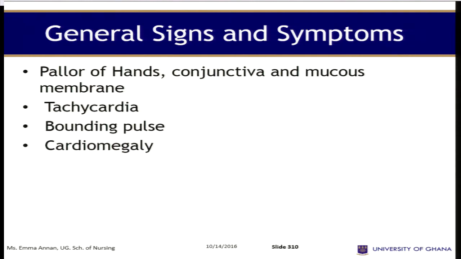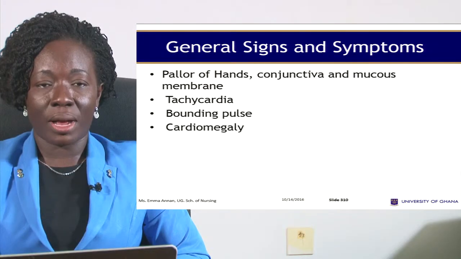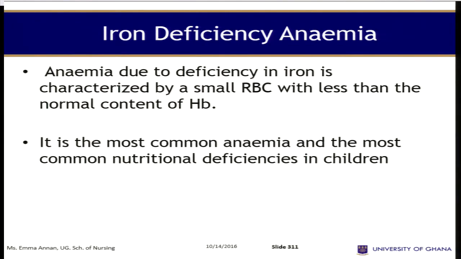So we'll look at different types of anemia. The first one we want to look at is iron deficiency anemia. Iron deficiency anemia is due to deficiency in iron. So we can comfortably say that this is the first type of classification, that is the haemopoietic anemia. There is deficiency in iron characterized by small red blood cells with less than the normal content of HB. It is the most common anemia and the most common nutritional disorder in children.